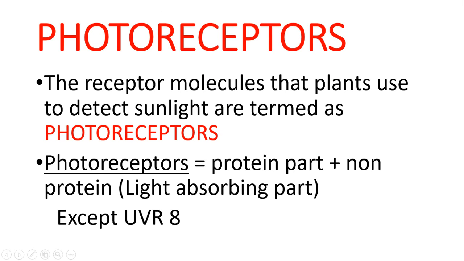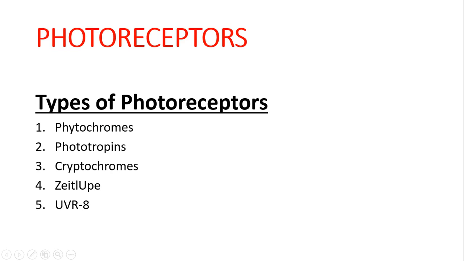We have discussed photoreceptors. You know that sunlight not only acts as an energy source, isn't it? It also acts as a signal to mediate various photomorphogenic responses in plants. In order to detect the sunlight, plants have certain receptors called photoreceptors. Every photoreceptor consists of a protein part and a non-protein part, except UVR8. There are different types of photoreceptors.